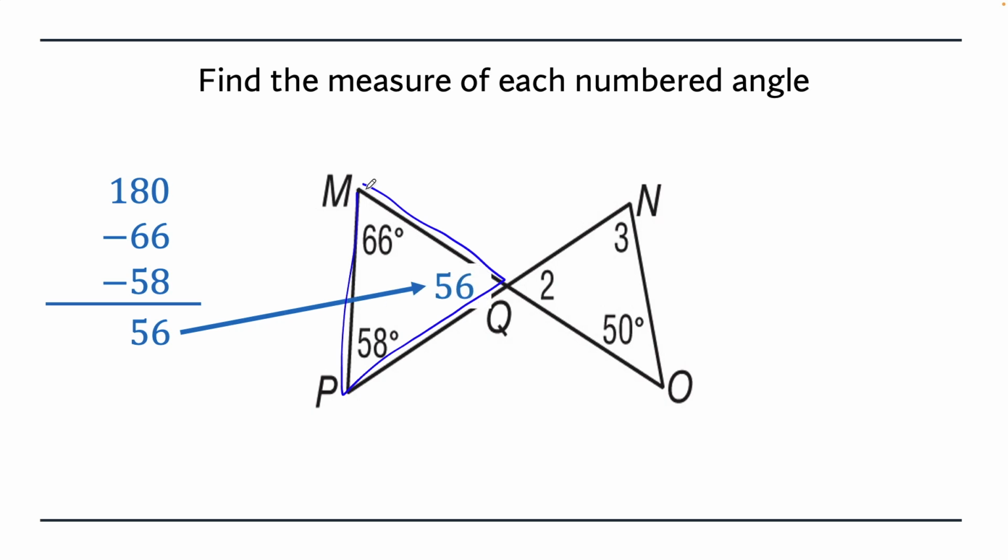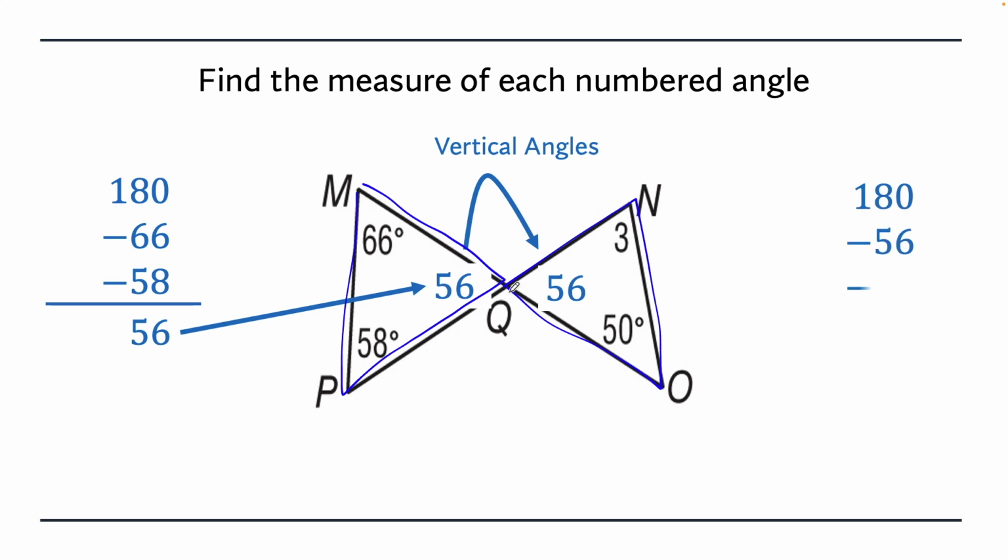All right, now look from angle 1 to angle 2. Those are vertical angles, which means they're congruent. So angle 2, super easy, also 56 degrees. Now angle 3, we have enough information for this one now. We can just use this triangle on the right. We know within that triangle there's 180 degrees. 56 is already taken, 50 is already taken, and what's left for angle 3 is 74 degrees.